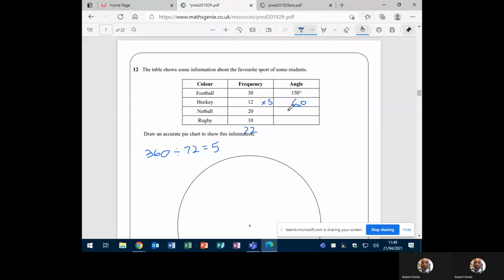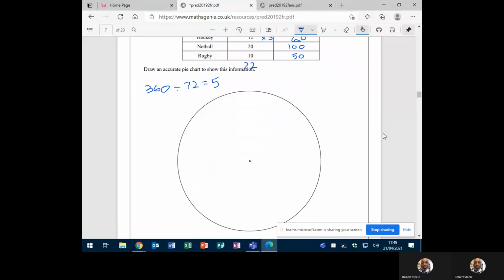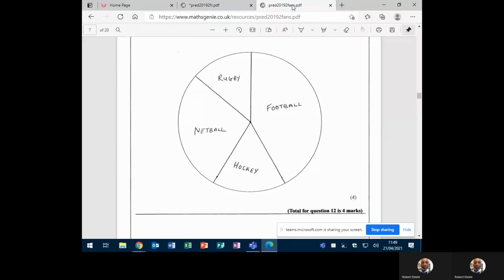We get 60 degrees, 100 degrees, and 50 degrees. I'm not covering the how to use a protractor part. I can't overlay a protractor on the screen, but what I can show you is what a correct finished answer should look like. There's your 150 degrees, 60, 100, and 50. So there you go.